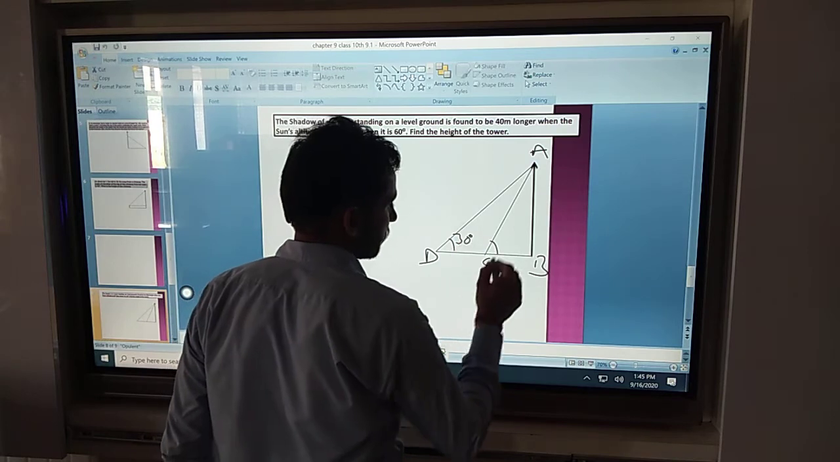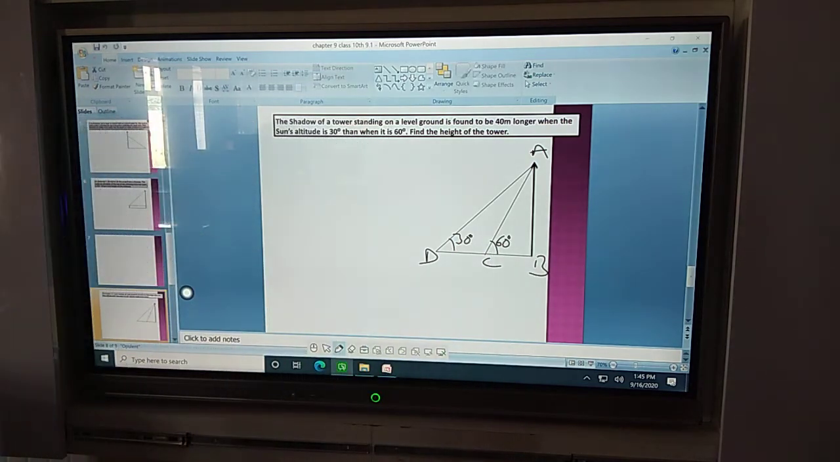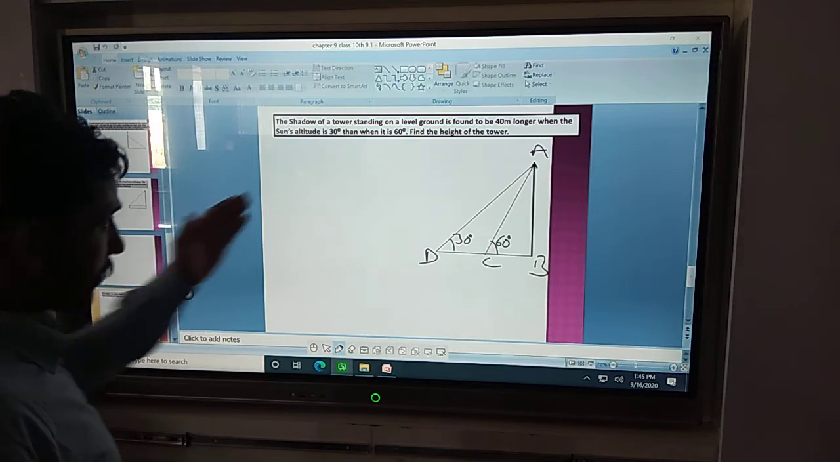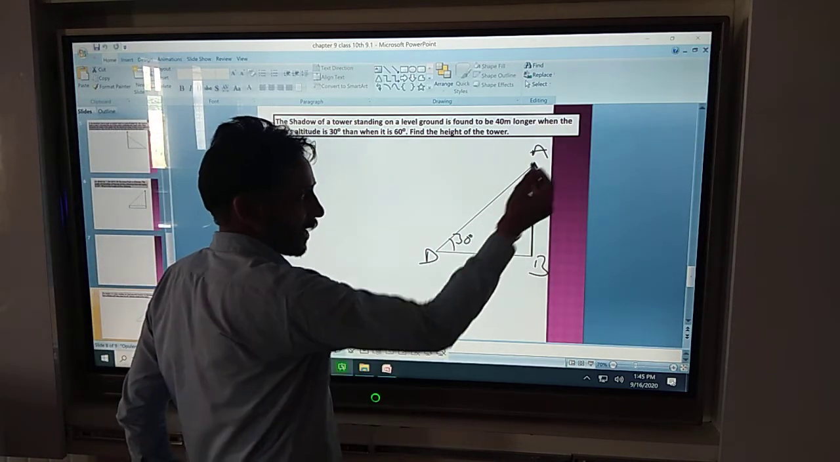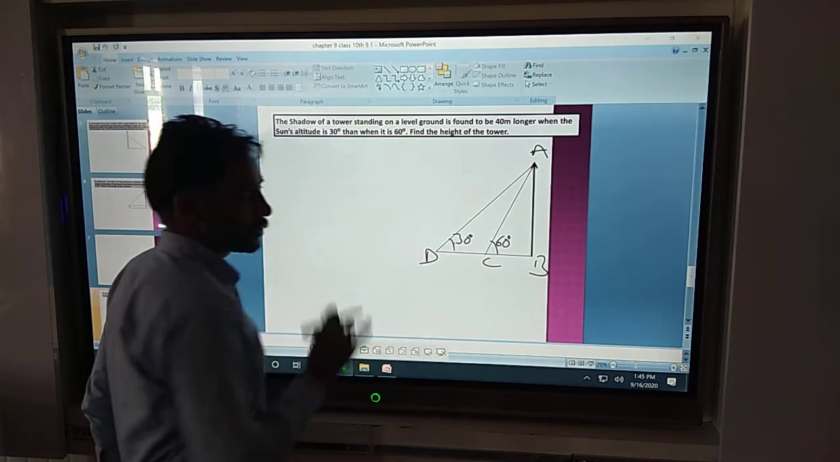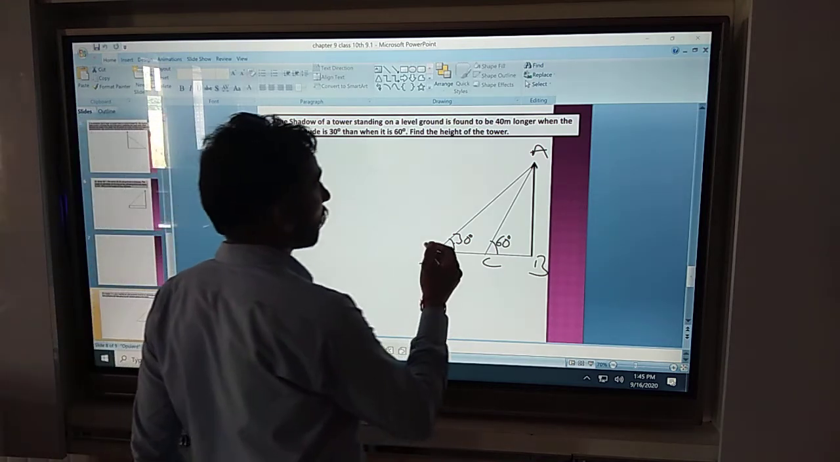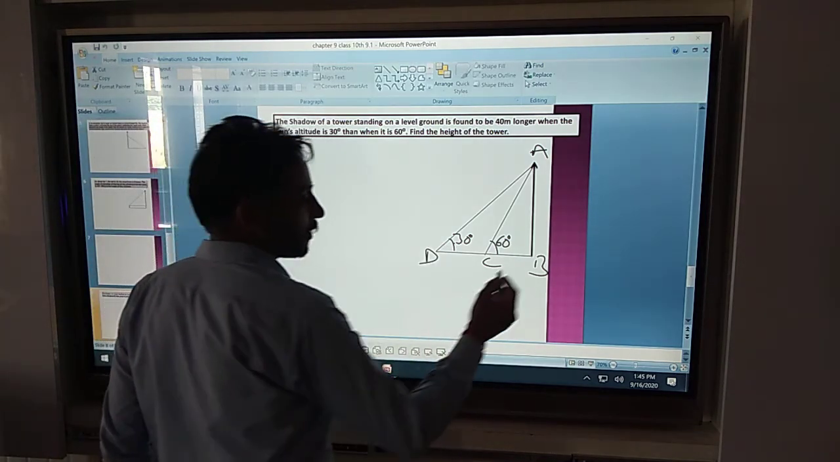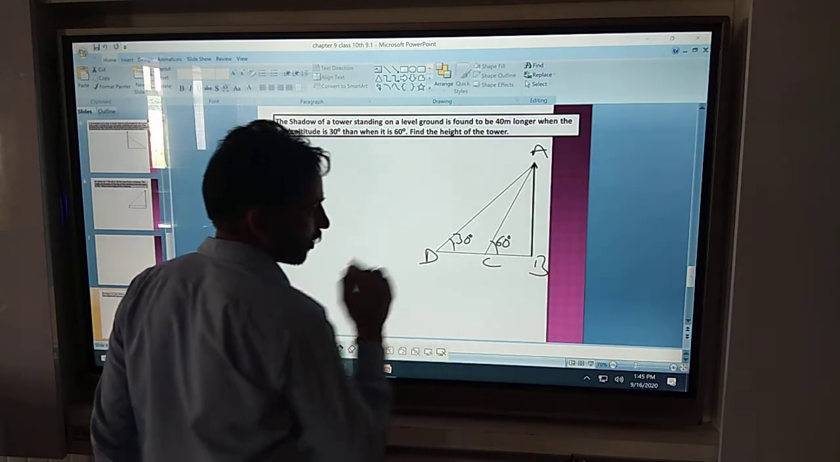Angle of elevation is 30 degree and angle of elevation is 60 degree. The shadow of the tower standing on a level ground is found to be 40 meters longer when the angle is 30 degree than when it is 60 degree. जब एंगल ऑफ एलिवेशन 30 डिग्री था, तो उसके शेडो की हाइट 40 मीटर ज्यादा थी. मीनिंग जब एंगल ऑफ एलिवेशन 30 डिग्री होगा तो शेडो कौन सा होगा?